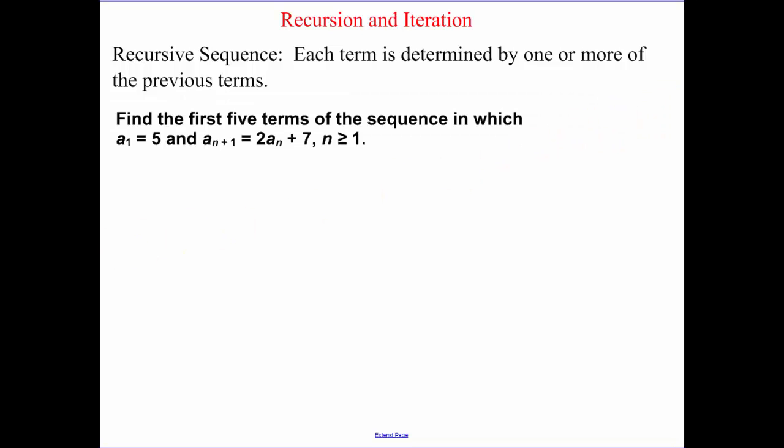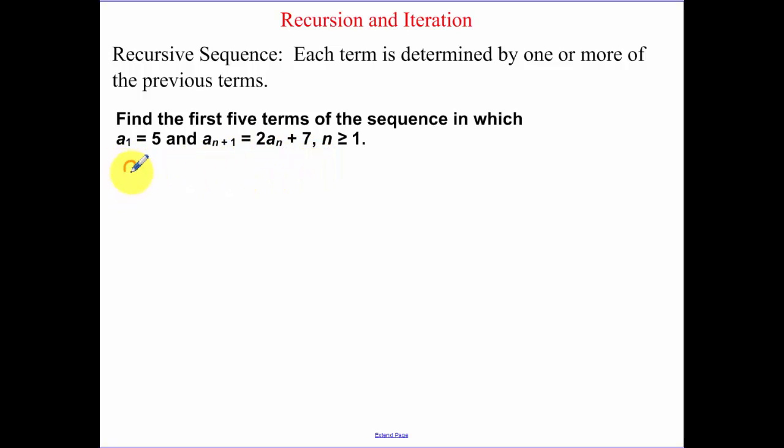Today we're going to be talking about recursion and iteration. A recursive sequence is a sequence where each term is determined by one or more of the previous terms. So, for example, if we want to find the first 5 terms of the sequence, they give us the first term, and they give us a formula for the nth term.